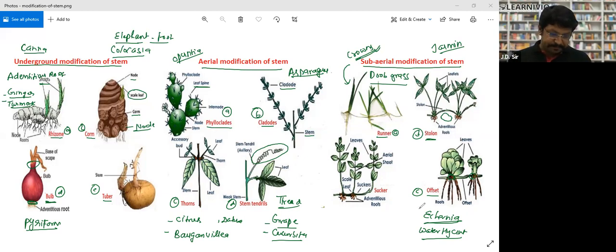Okay, suckers. You can see suckers in the mint plant. Example is mint plant. Note it down. This part is called sucker. It is a special non-green cylindrical stem branch.